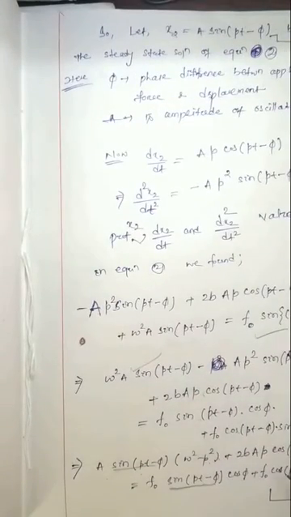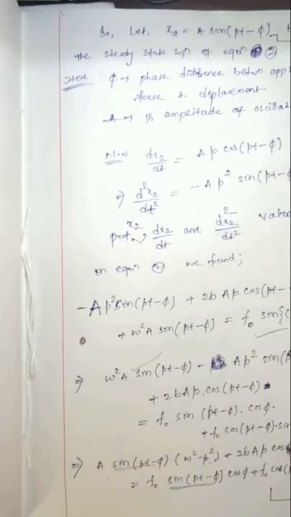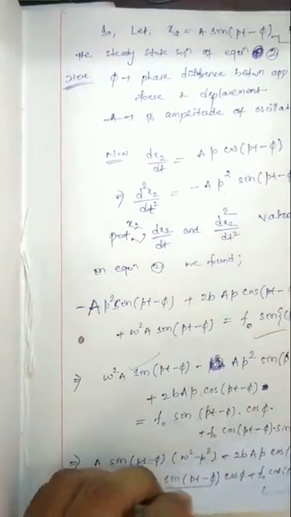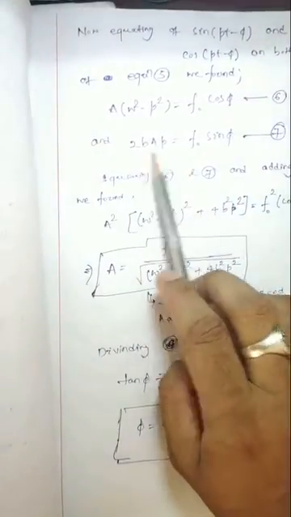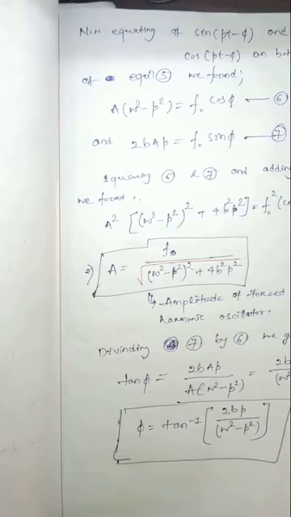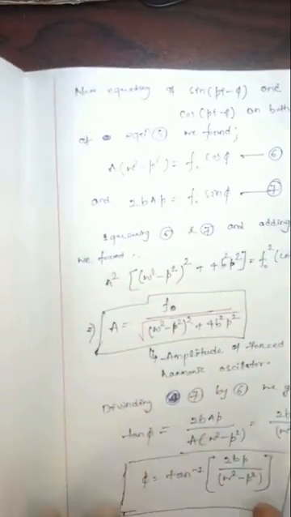Likewise, if we compare the cos(pt − φ) terms on the left hand side and right hand side, we can find 2bpA is equal to f0 sin φ. Same thing, 2bpA is f0 sin φ. These are equation numbers 6 and 7.